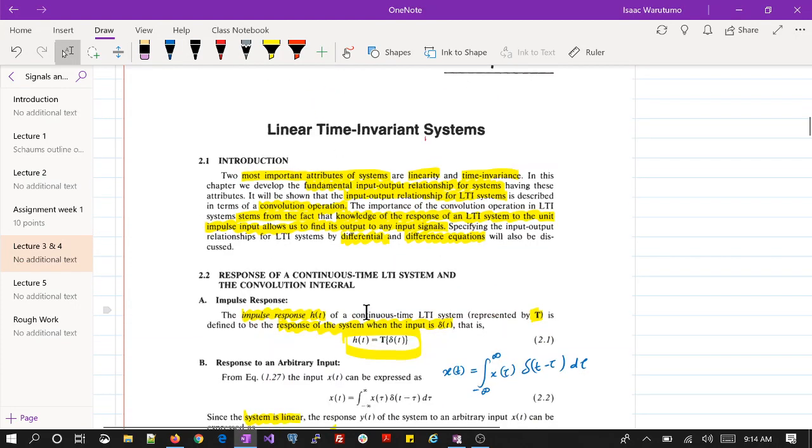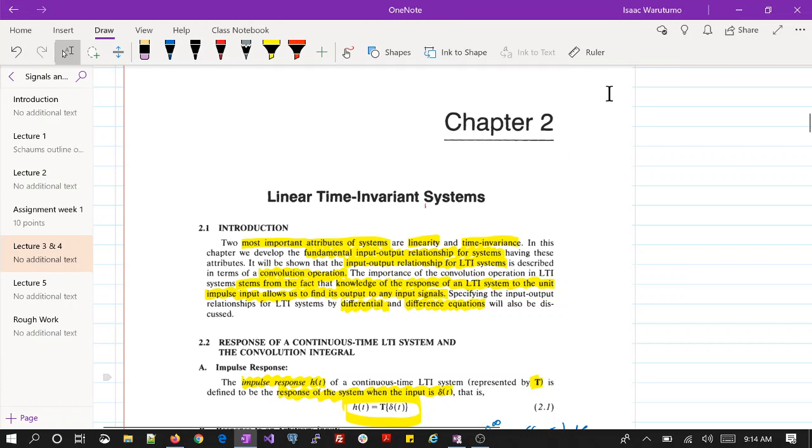And of course, we start off with chapter 2, which is LTI systems. And we say now that the two most important attributes of systems are linearity and time invariance. In this chapter, we develop the fundamental input-output relationship for systems having these attributes. And it will be shown that the input-output relationship for LTI systems is described in terms of the convolution operation.